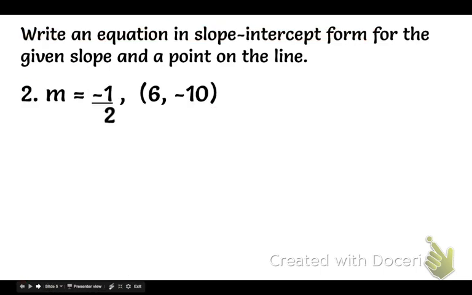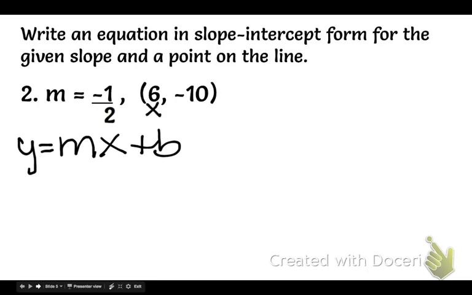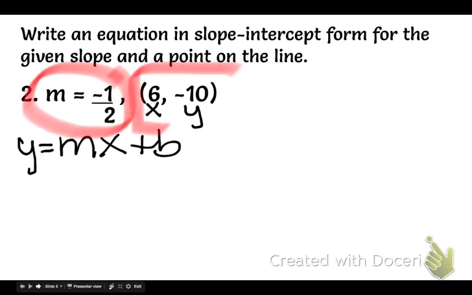All right, let's do one more example. So same thing, I'm giving you a slope, I'm giving you a point that's on the line, but it is not the y-intercept, and we're going to calculate the y-intercept and then write the equation in slope-intercept form. So again, I will start out by writing slope-intercept form. I'm going to label my x value, which is 6, my y value, which is -10, and I'm going to substitute -1/2 in for m, and 6 in for x, and -10 in for y.